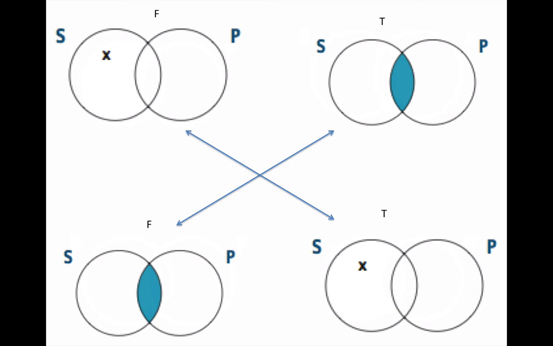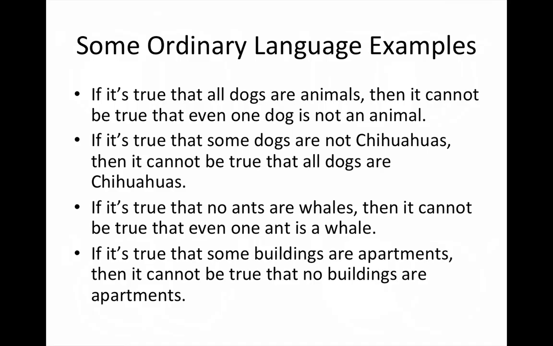Let's look at some ordinary language examples. If it's true that all dogs are animals, then it cannot be true that even one dog is not an animal. If it's true that some dogs are not chihuahuas, then it cannot be true that all dogs are chihuahuas. If it's true that no ants are whales, then it cannot be true that even one ant is a whale. And lastly, if it's true that some buildings are apartments, then it cannot be true that no buildings are apartments.